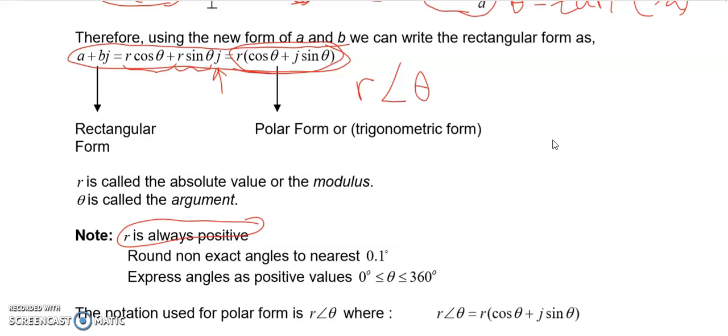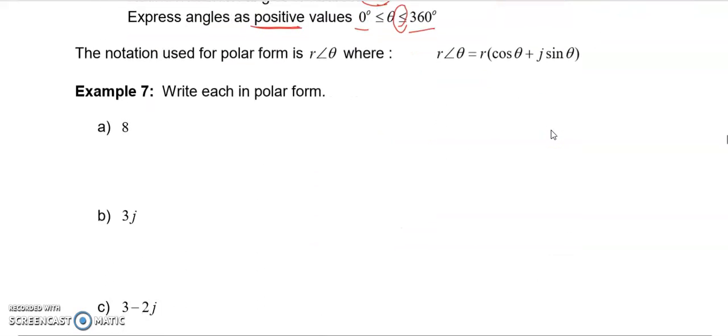If your angles are not exact, and in many cases they will not be exact, round them to 1 decimal place. And we always want the angles expressed as positive values between 0 and 360. Actually, this second inequality symbol right there should be strictly less than, because if you do end up with a 360-degree angle for your theta, you should call that 0. Okay? So let's look at some examples right here.